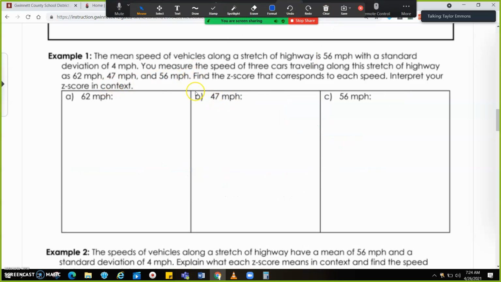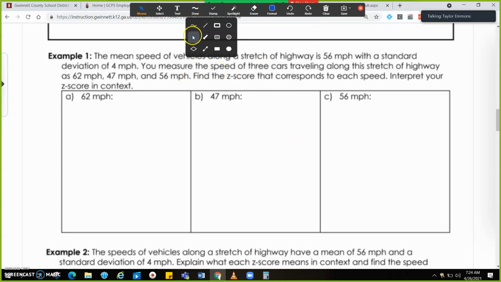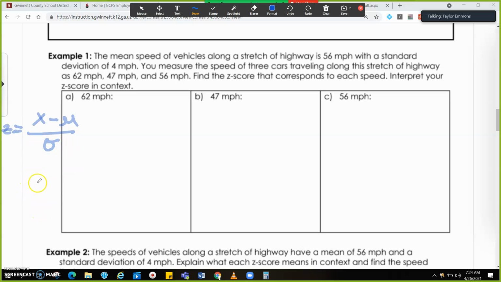So let's first just use the formula that we're given. Our formula is we're going to take a point, subtract the mean, and divide it by the standard deviation. This is how we find the z-score. So we're going to take our point, which is 62, subtract our mean, which is 56, and divide it by our standard deviation, which is 4.